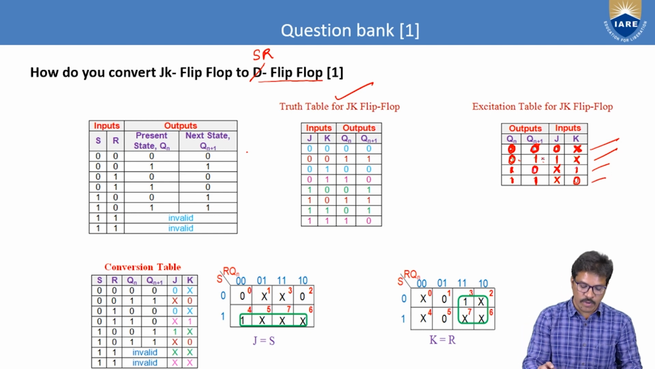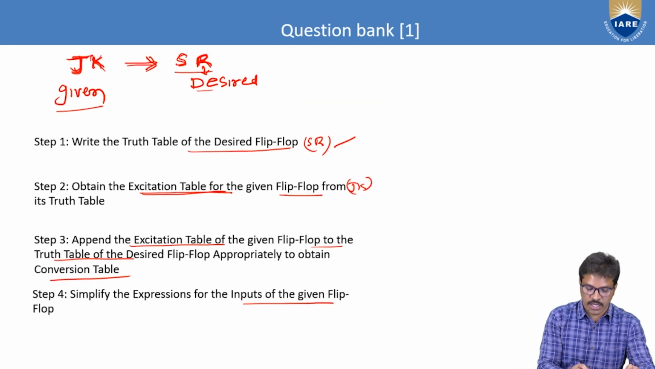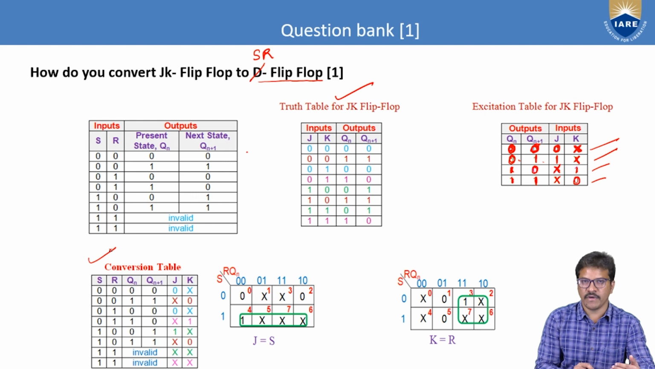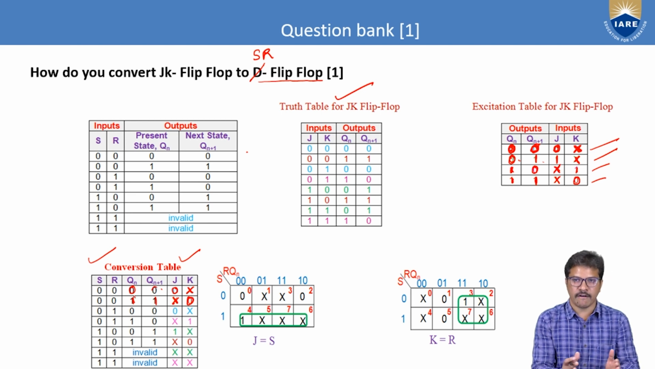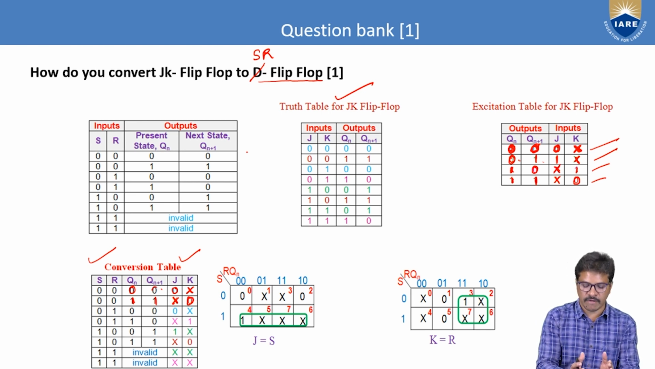From this excitation table, we append the excitation table of the given flip-flop to the truth table of the desired flip-flop to get the conversion table. In this case, it is the truth table of the desired flip-flop and the excitation of the JK flip-flop. When we join them together, we get: if present state is 0, next state is also 0, then my JK inputs must be 0x. If 1 1, then x0. Like that, we add the excitation table with this SR flip-flop truth table.